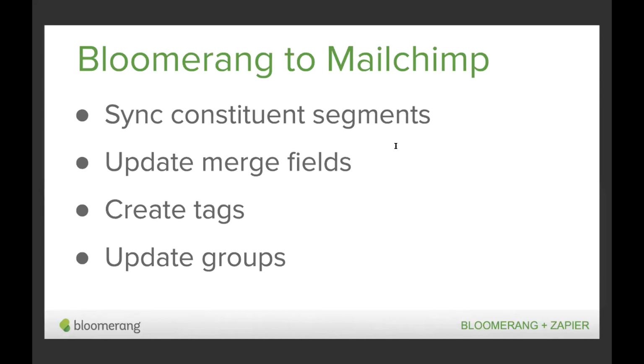When you sync a template of constituents from Bloomerang to Mailchimp, it'll also create a unique tag in Mailchimp for each template that you send over. This allows for really easy segmentation in your Mailchimp audience. And then you can also add subscribers to Mailchimp groups based on the email interests in Bloomerang.